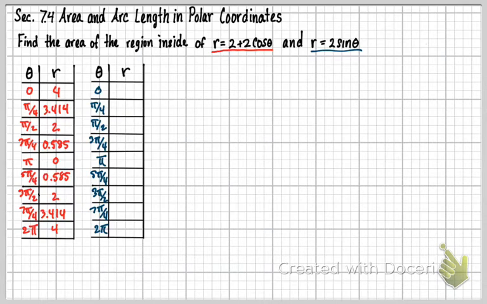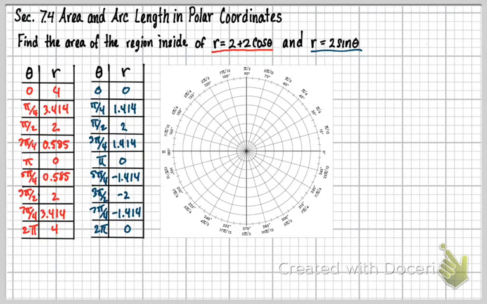So I have 0 in for theta, so that's going to give me 0 for r because the sine of 0 is 0. So then the next value is going to be 1.414, and then 2, and then 1.414, and then 0, and I'm just going to keep going. So now I'm going to graph the red one. That's 2 plus 2 cos theta.